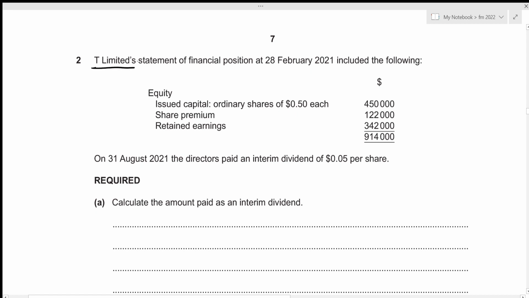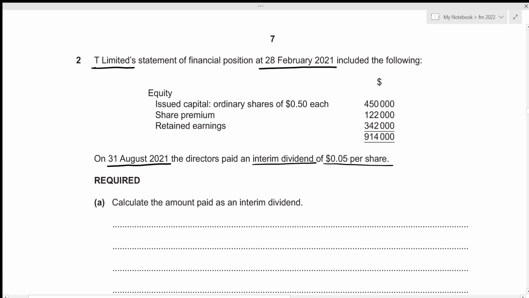T Limited's statement of financial position at 28 February 2021 included the following. So we are given the equity section, which includes the ordinary share capital, share premium, and retained earnings. And we are also told that on 31st August 2021, the directors paid an interim dividend of 0.05 per share. Alright, now for the first part of this question, we need to calculate the amount paid as an interim dividend.